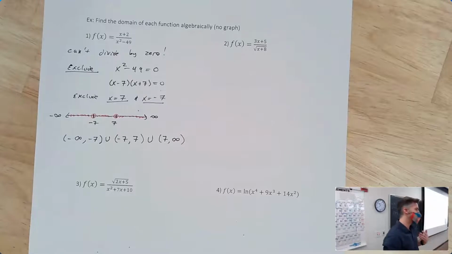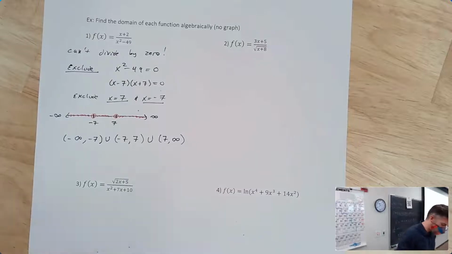But yeah, we don't use a bracket there because it's not a real number. And just to be very extra clear, we never use brackets for infinity or negative infinity. Always parentheses, because they're never actually included, because they're not real numbers. Let's look at another example.